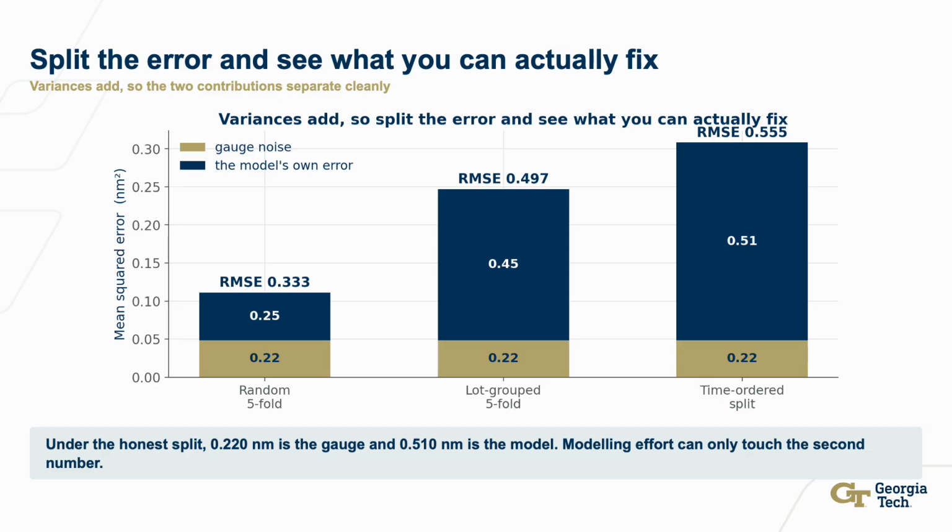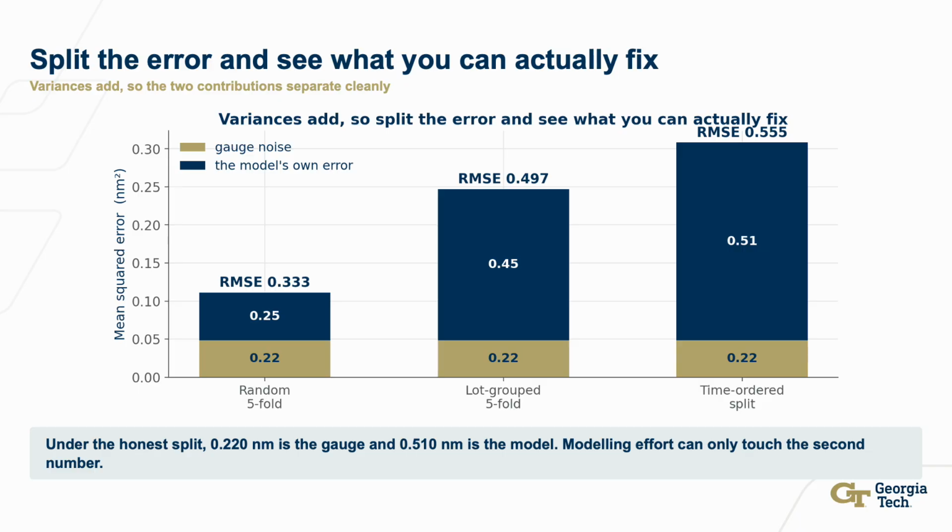Under random 5-fold, total RMSE of 0.333, the gauge 0.22, model 0.25, roughly half and half. Under lot group, the total of 0.497, gauge 0.22, model 0.446. Under the honest time order split, total 0.555, gauge 0.222, model 0.510. The gold block never moves. It cannot be modeled away no matter what you do.